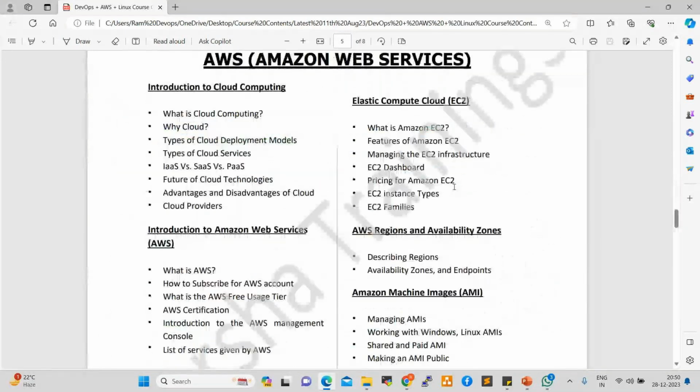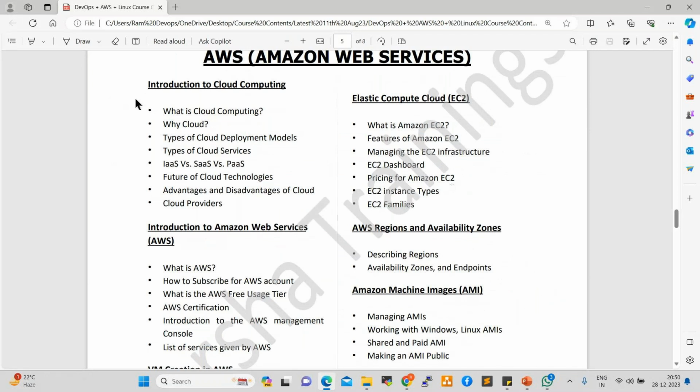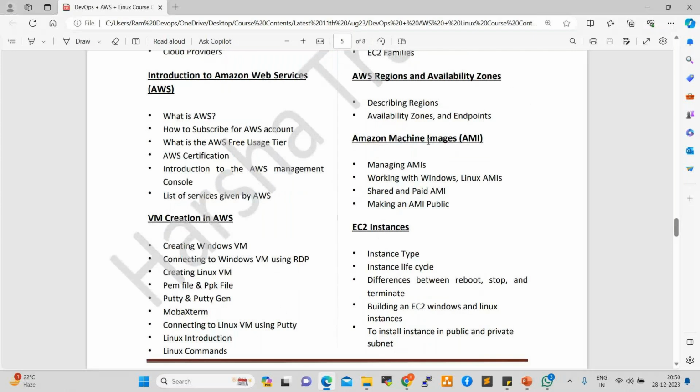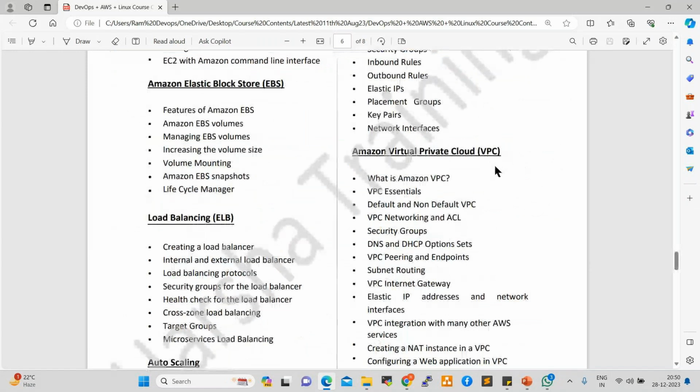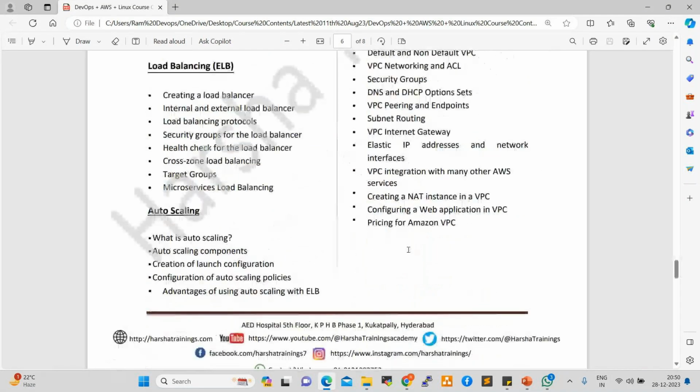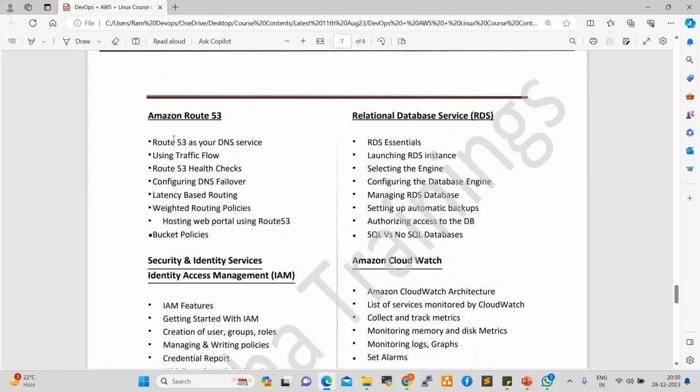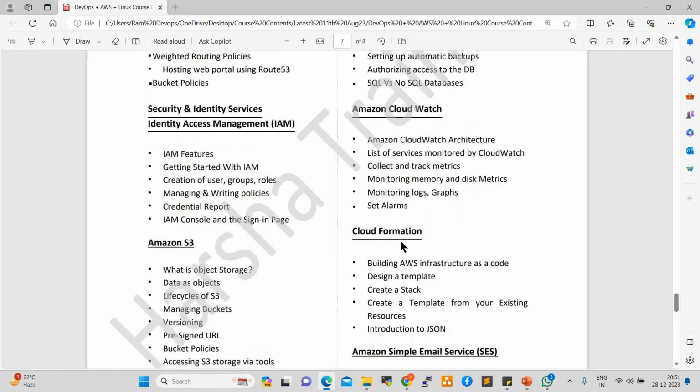From here, AWS. See here, this is the AWS content. Introduction to cloud computing. Elastic compute cloud or cloud computing, both are the same. Amazon Web Services introduction, and regions, zones, availability zones. AMIs, Amazon Machine Images, will be covered. VM creation in AWS, EC2 instances. Then network and security, elastic block storage, VPC, virtual private cloud, elastic load balancing, Amazon Route 53, Relational Database Service RDS, Security and Identity Service which is IAM, and Amazon CloudWatch is the monitoring tool. CloudFormation is an infrastructure automation tool.